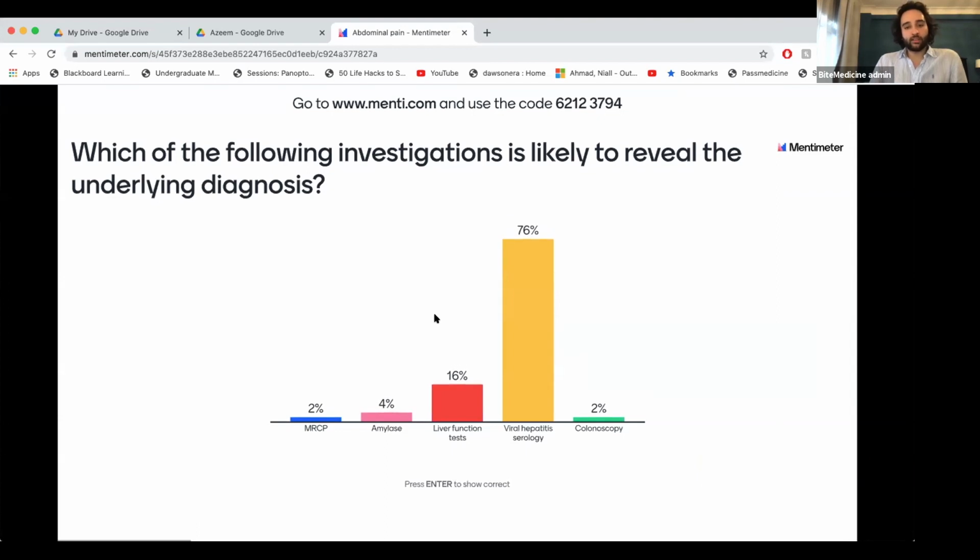So most of you, once again, have gone for one specific option. So in this case, most of you have said viral hepatitis serology is most likely to reveal the underlying diagnosis. And you would all be absolutely spot on. So nice. So let's head back over to that history of this chap here.